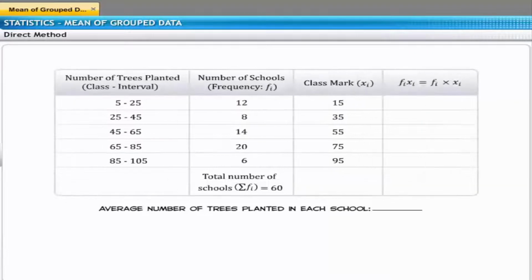Next, let us find the product of the frequency and the class mark for each class interval. This is denoted by Fi(xi). Now observe carefully how we calculate the value of Fi(xi). As you observed, for the first class interval, Fi(xi) is the product of 12 and 15, which is equal to 180. Similarly, for the second class interval, Fi(xi) is 280. The remaining products are shown in the table.